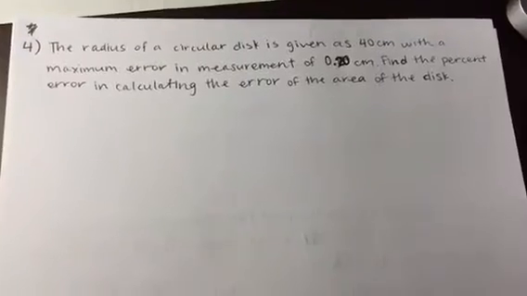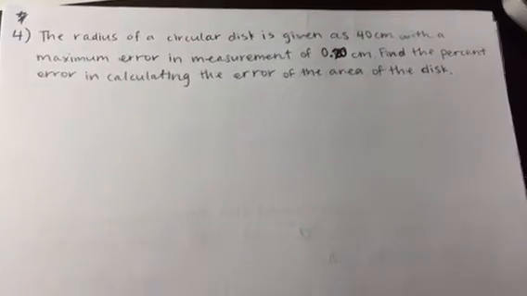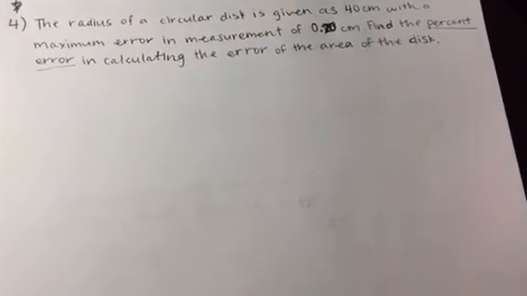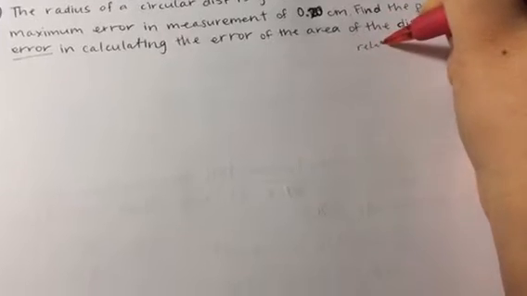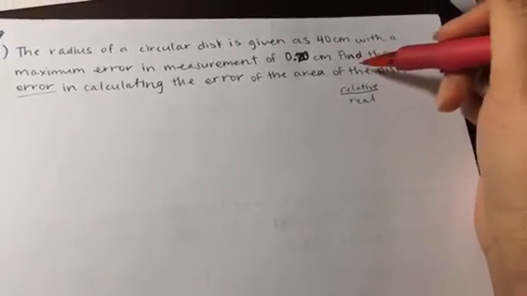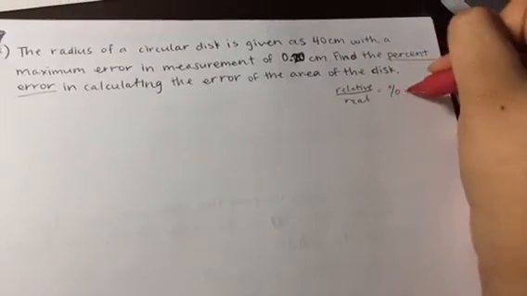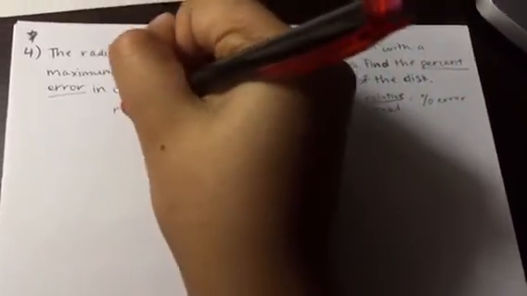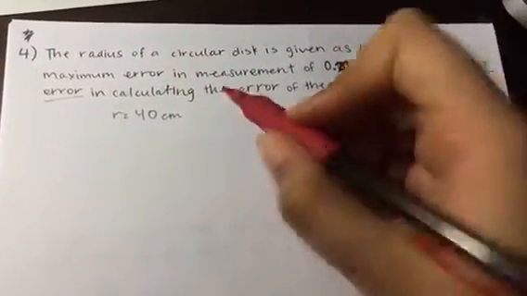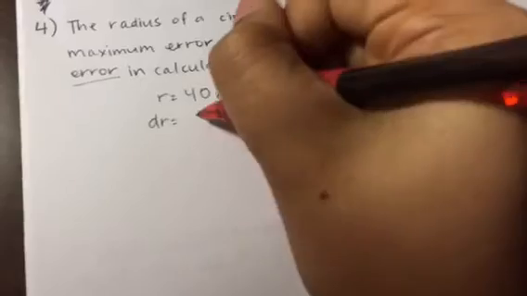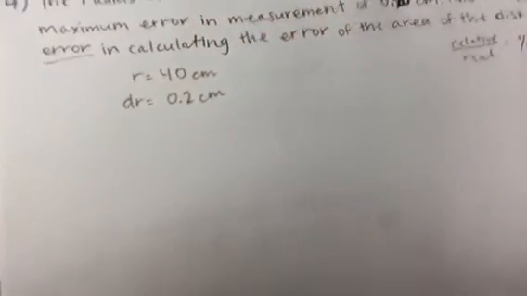And that's your approximation. For this problem, we're calculating the percent error. With percent error, your goal here is to find both the relative value and the real value of the shape that you're working with, and then that will give you your percent error. The information we're already given is that the radius equals 40 centimeters long, and the error in the measurement of the radius, which we'll write as dr, equals 0.2 centimeters.